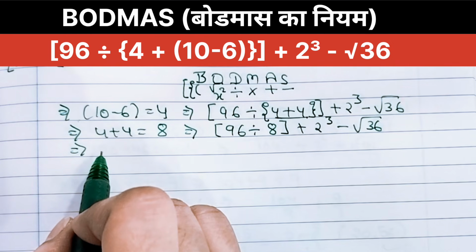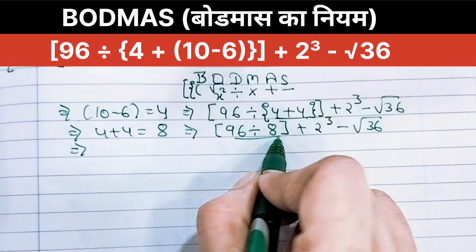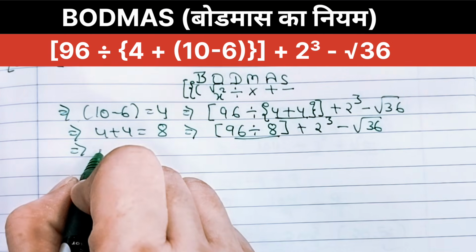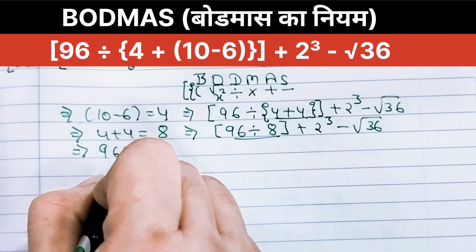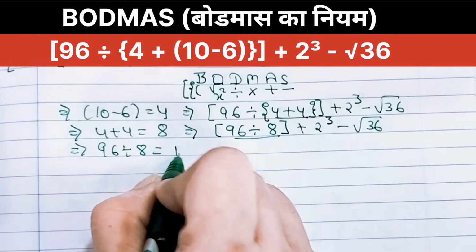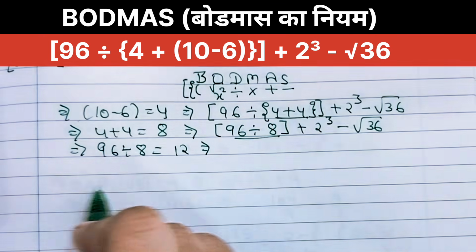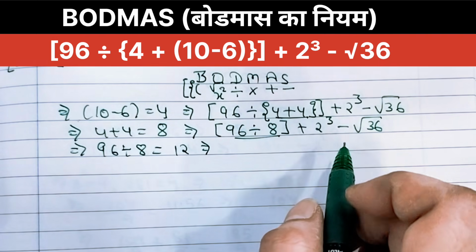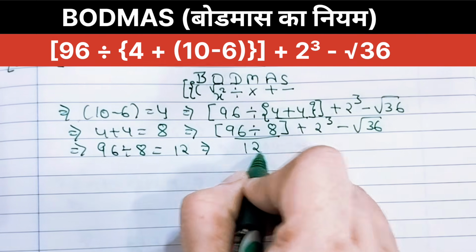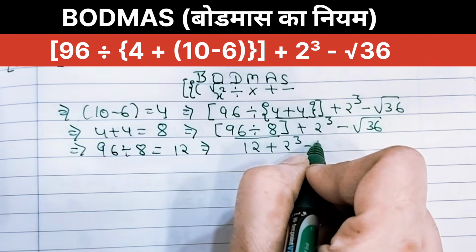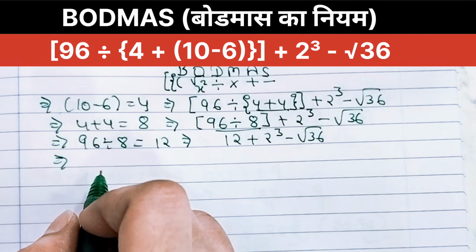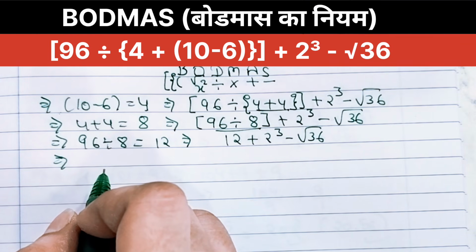Move to the next step, which is the square brackets. According to the square brackets, there is a division. Now calculate the division part: 96 divided by 8. According to this, we'll get 12. Complete the final remaining bracketed expression, and now the current expression becomes 12 plus 2 power cube minus root 36. Now move to the next step, which is to evaluate exponents and roots.